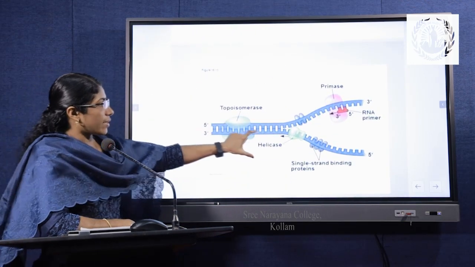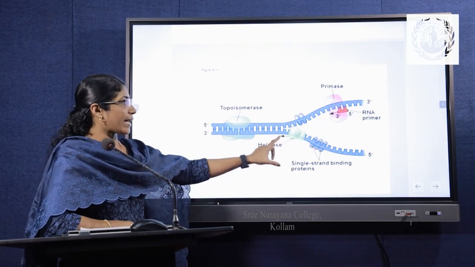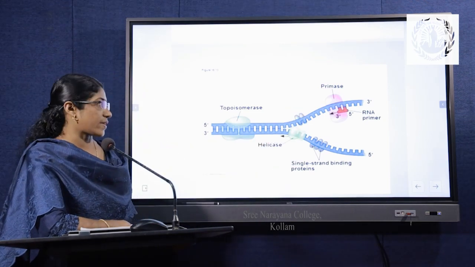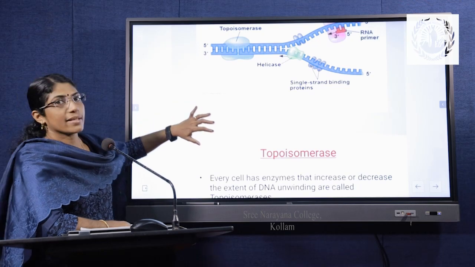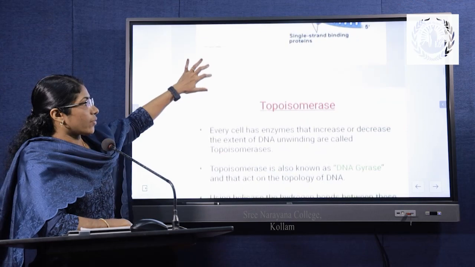This is a double-stranded DNA molecule. This is a helicase enzyme. The helicase enzyme acts on this double-stranded molecule and the strands become separated and become single-stranded. So, the function of helicase is to unwind the DNA by breaking the hydrogen bonds.